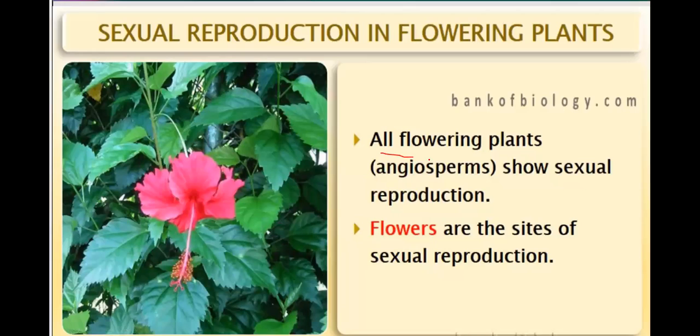So all flowering plants, that is angiosperms, show sexual reproduction. And flowers are the sites of sexual reproduction. So all the angiosperm plants show sexual reproduction. And what is the site of sexual reproduction? This flower. Flowers are the site of sexual reproduction. Like this is a China rose. This is a flower. Flower is the site of sexual reproduction.